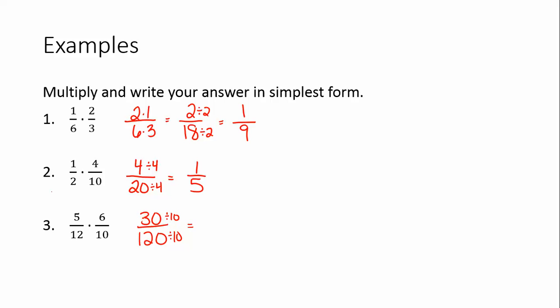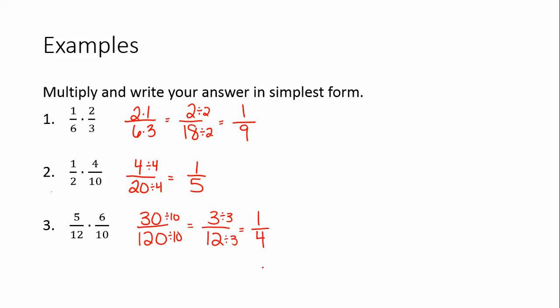Let's say you divide the top and the bottom by 10 because you don't recognize that they're both divisible by 30. So 30 divided by 10 is 3. 120 divided by 10 is 12. But now you can see that 3 goes into 12, so we need to reduce again. Divide the top and the bottom by 3, and we get 1 over 4.